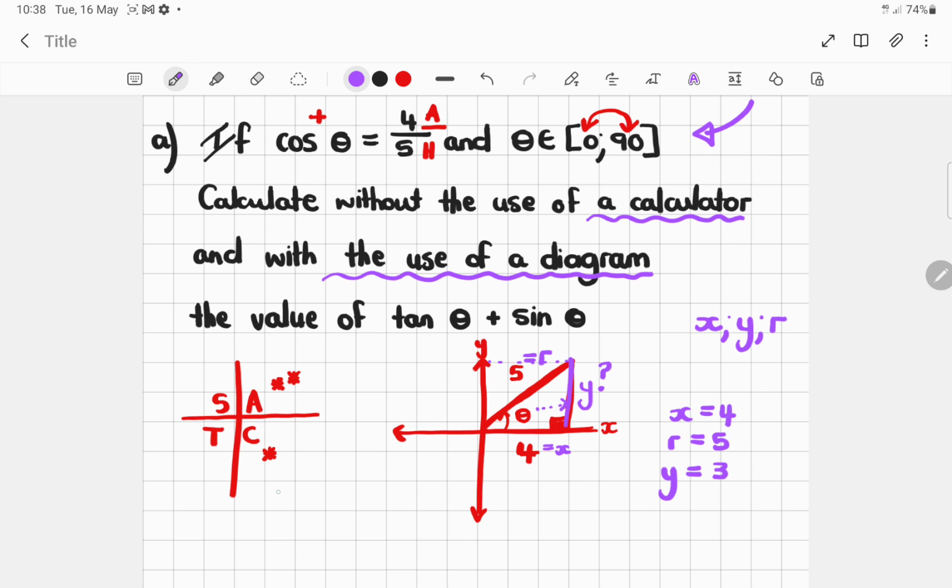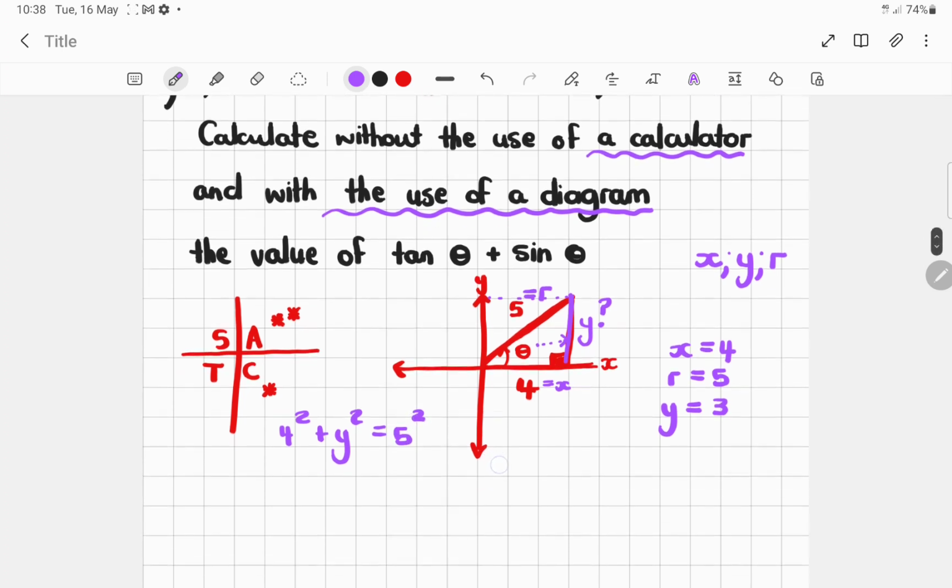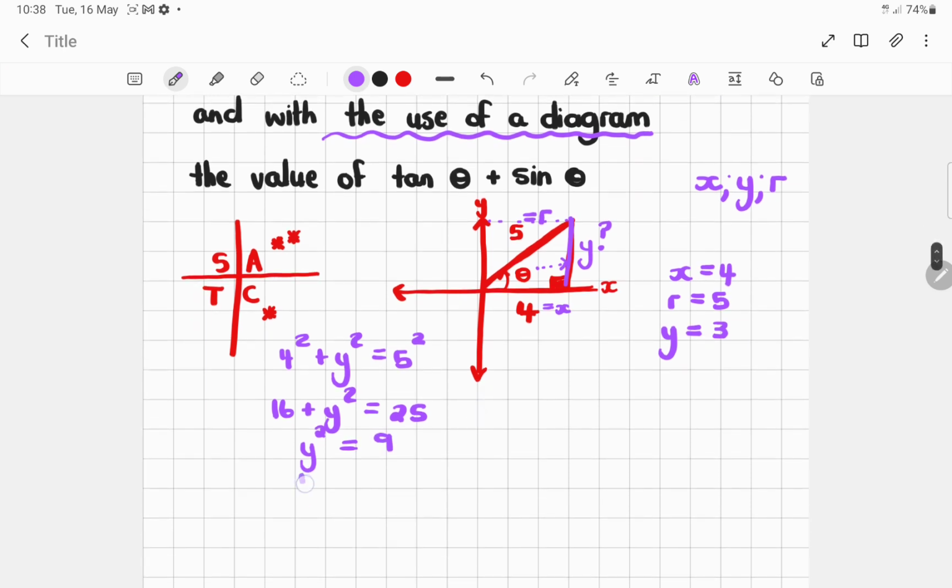You could have also worked it out. You're going to say 4 squared plus y squared is equal to the radius squared. So 16 plus y squared is equal to 25. So y squared is equal to 9. Then you would say y is equal to plus minus 3. Because if you have 3 squared, it will give you 9. But as well, if you have negative 3 squared, it will also give you 9.